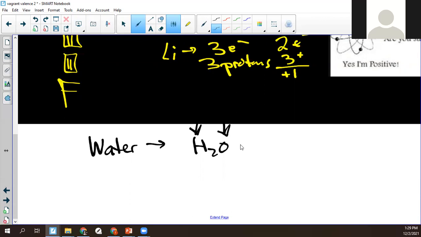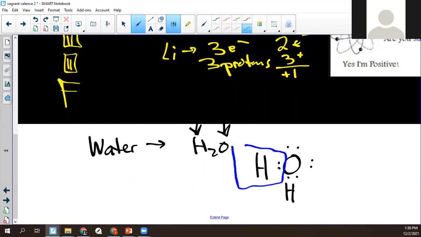So follow my logic here. There's an O, and it's in family 6. So how many dots does it have? 6. 1, 2, 3, 4, 5, 6. Then there's an H, and it's in family 1. So how many dots does it have? It has 1. And then there's another H, and it's in family 1. So it has how many dots? 1. If these guys will share this pair and this pair, then oxygen has a full octet.